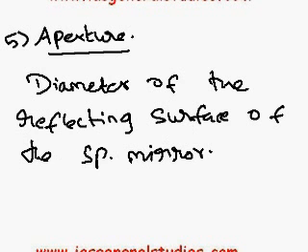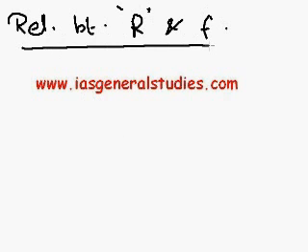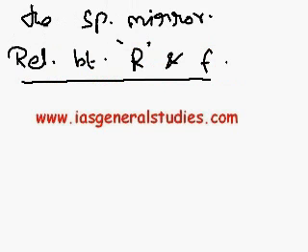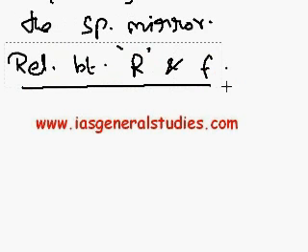Okay, and we have one relation connecting the radius of curvature and the focal length. So I will write here the relation between R and F. F is nothing but the focal length. Oh, we have not discussed what focal length is, isn't it? What is focal length? So first I will talk about what focal length is. Then we will see the relation between the radius of curvature and the focal length. So now I will take this statement out.